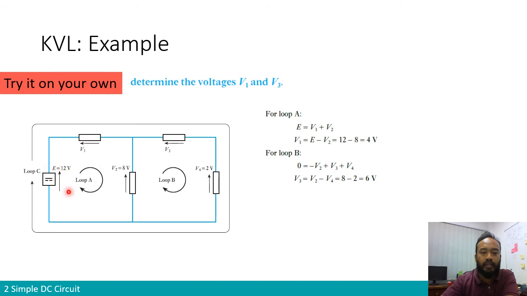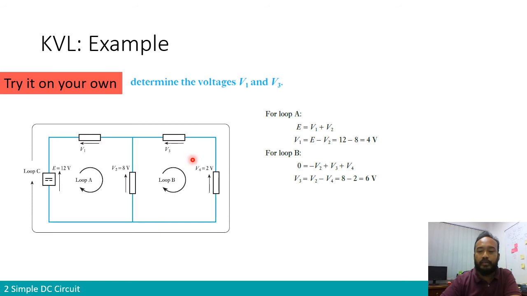In loop A, you encounter the EMF of 12 volts, minus V1, and then V2, which is known, and nothing else. So you have only one unknown. Therefore, to find V1, you write the equation for loop A. Let's look at loop B. It's the same: you encounter 8 volts, minus V3, which is unknown, and then V4, which is known. So in this loop you can write one equation with one unknown, which can solve for V3.